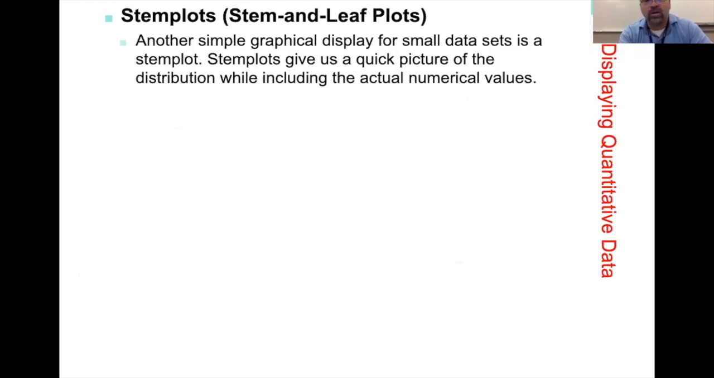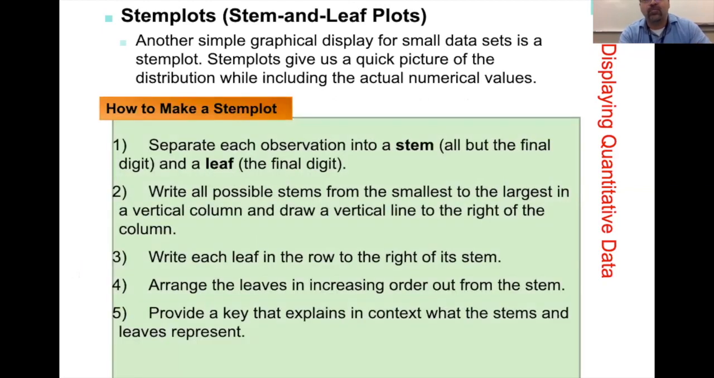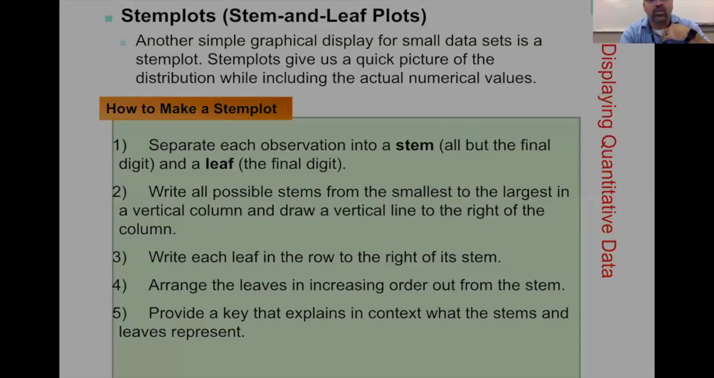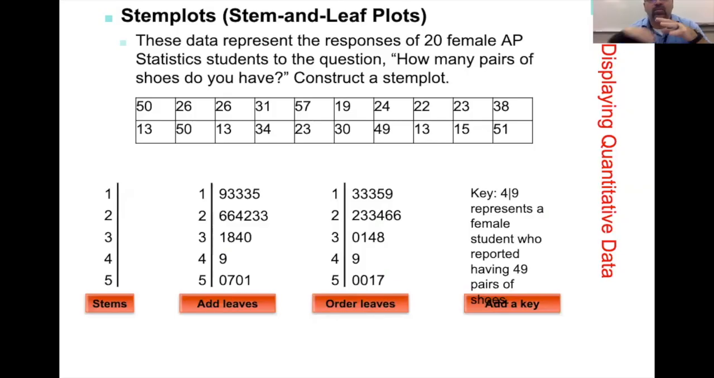All right, another quick and easy graph to make. The stem plot, stem and leaf plot. You've probably made these before, so I won't belabor this too much. You separate the observations into the stem, which is everything except the final digit, and then the final digit, which are the leaves. So here's a quick and easy stem and leaf plot for a survey where they asked 20 female AP statistics students, how many pairs of shoes do you have?